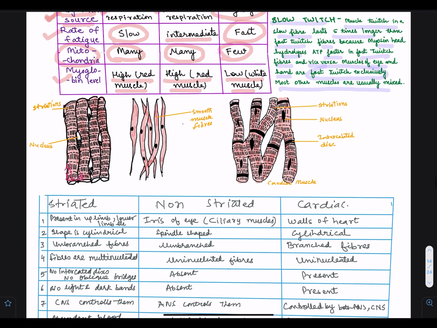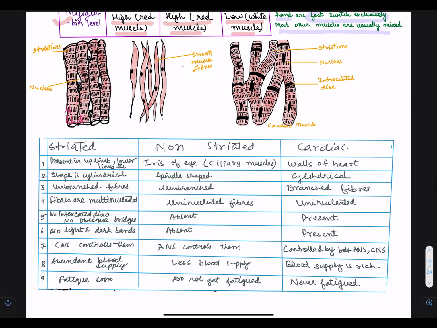Now, we classify the muscles into striated, non-striated and cardiac muscles. Now, what are striated muscles? They are present in upper limbs, lower limbs, etc. While the non-striated muscles are present in the iris of the eye, example, ciliary muscle. And the cardiac muscles are present in the walls of the heart.